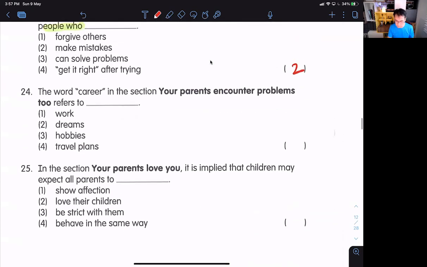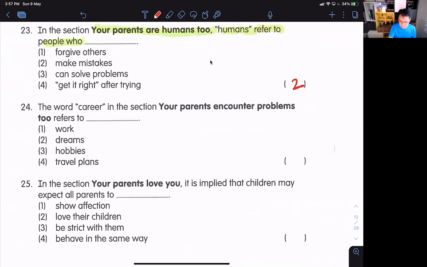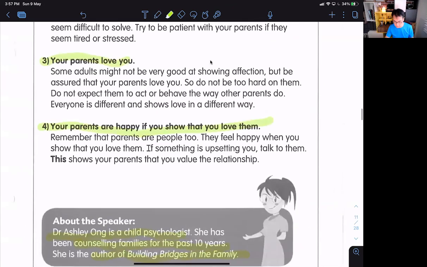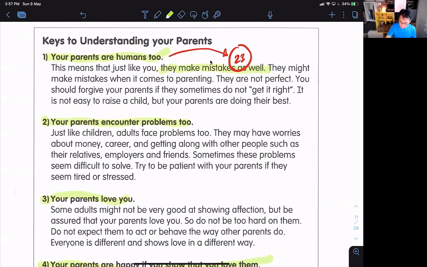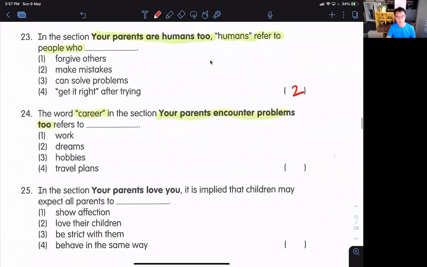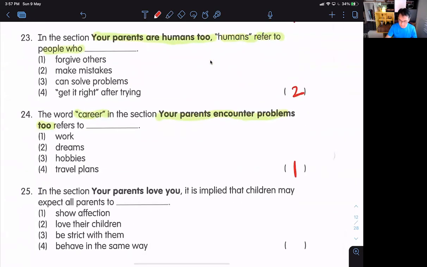Question 24, right? The word career in the section, your parents encounter problems too, right? So over here, your parents encounter problems too. They have worries about money, career, and getting along with other people, okay? So the word career here is a vocabulary word. You must know that it has to do with their work, right? So therefore, it's to do with work. Career is a vocabulary test. You must know what career means in this case.